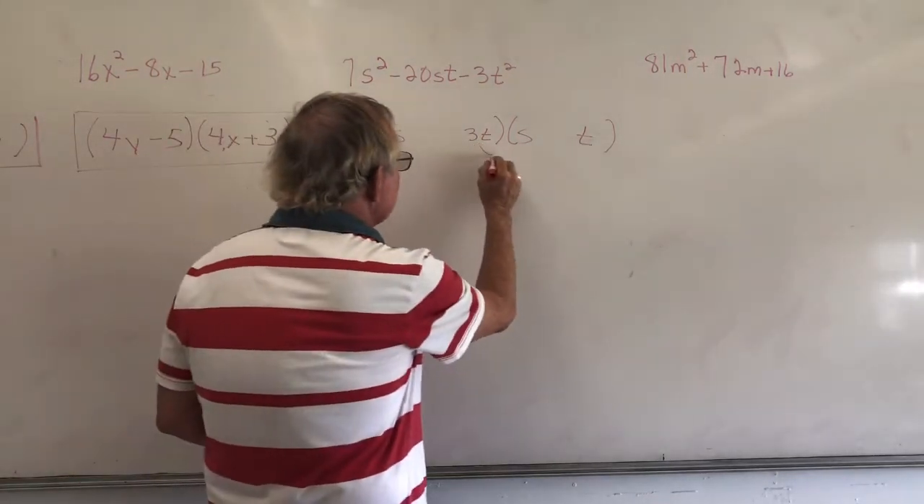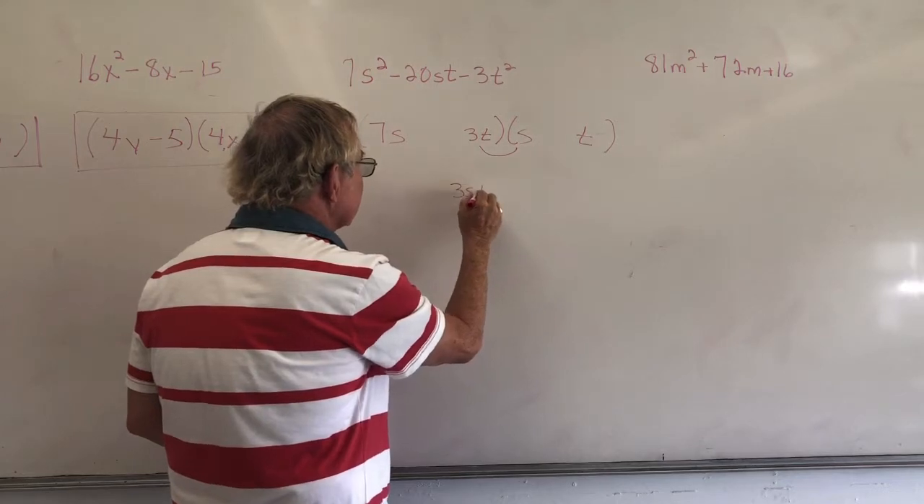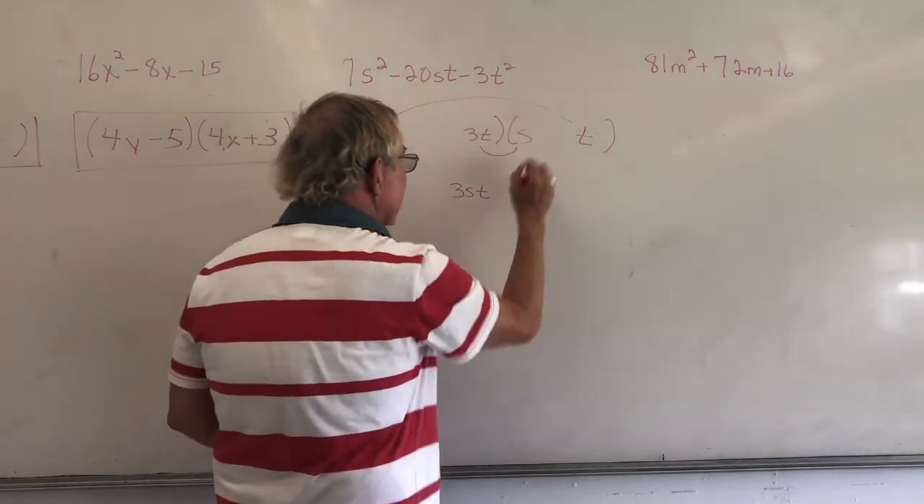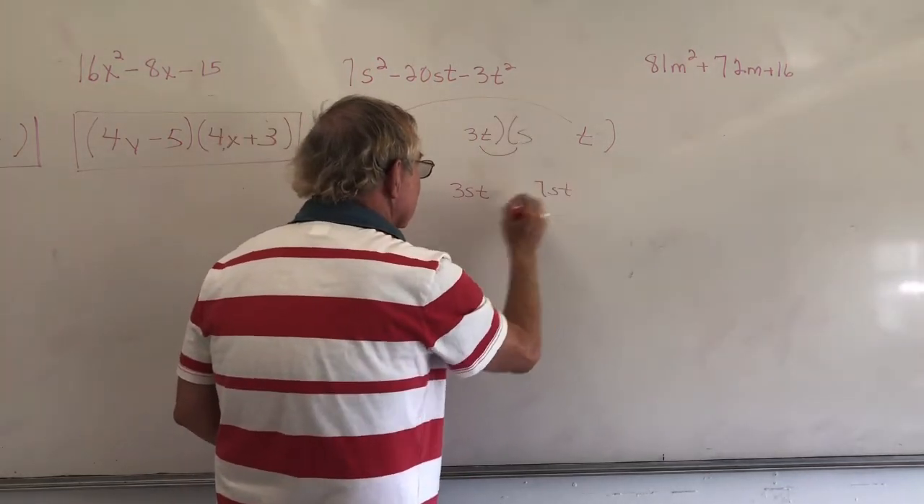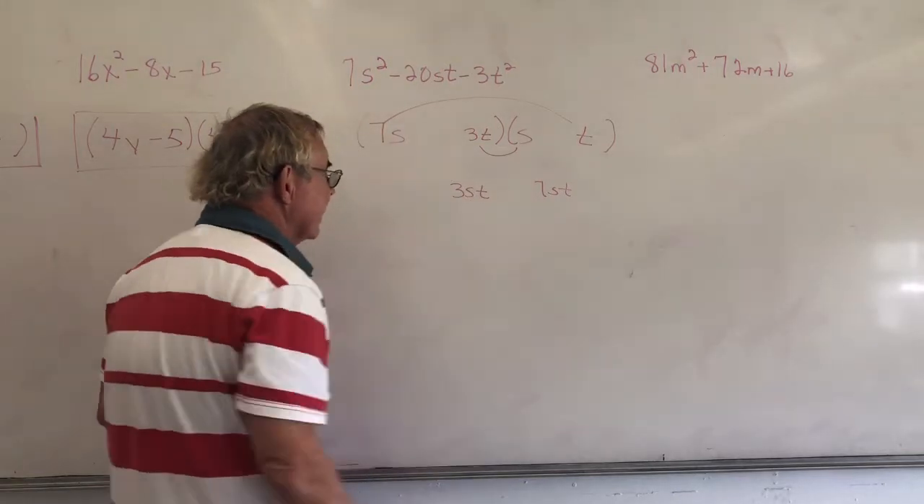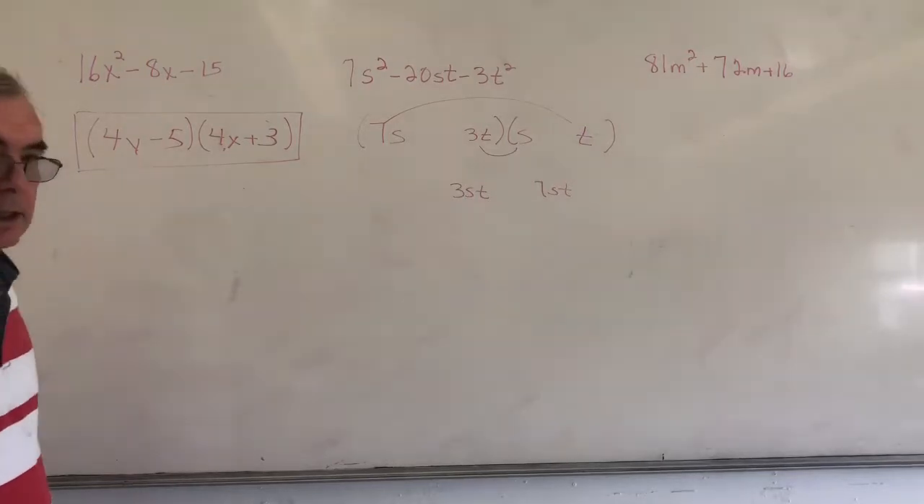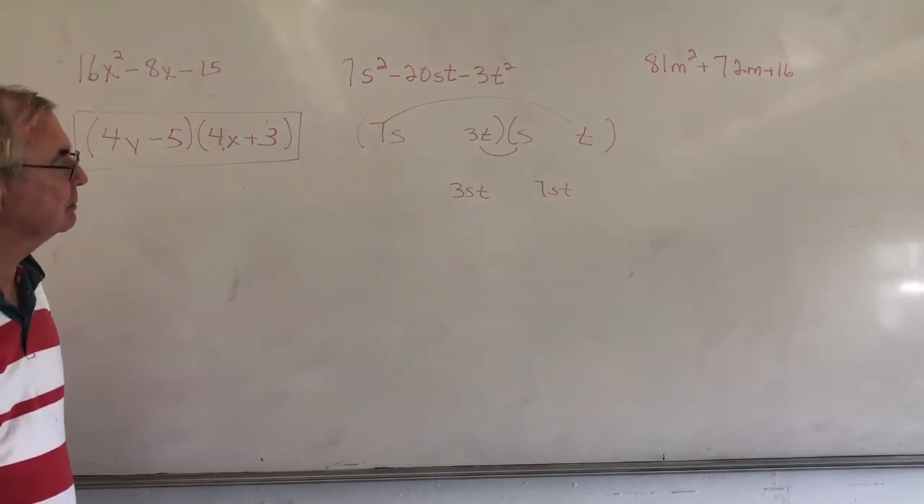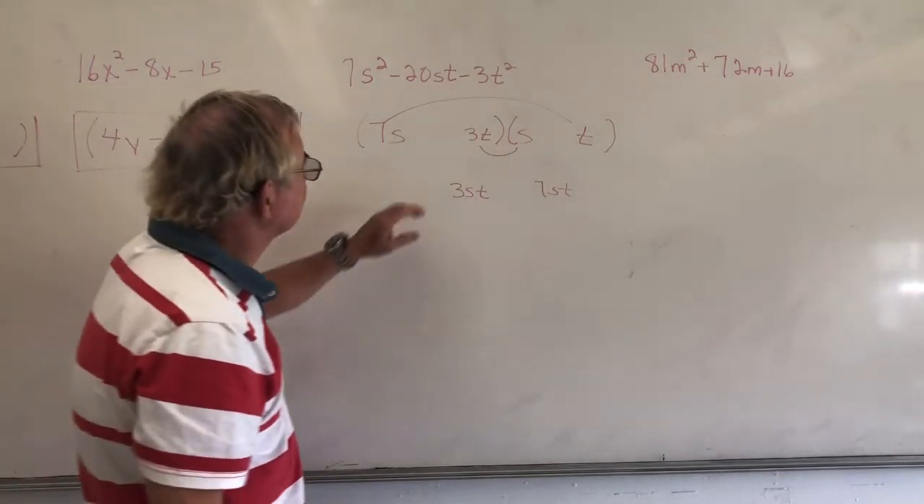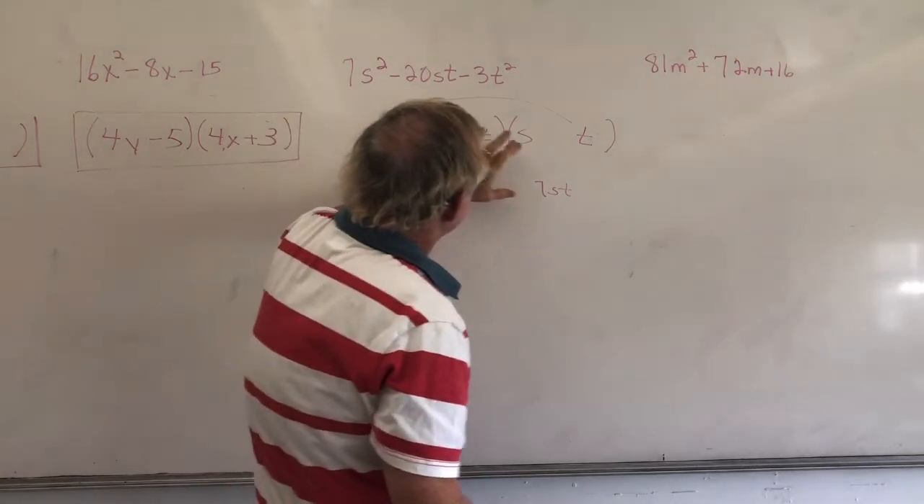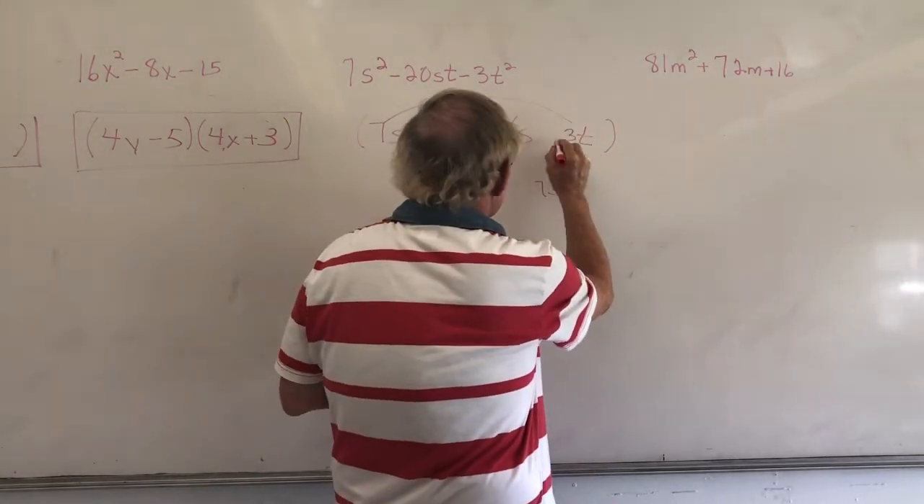Well, this will give you 3st, and this will give you 7st. And if one's positive and one's negative, you're either going to get a 4 or negative 4, and that's not what you need. You need negative 20. So you say, all right, so let's make that the 1, and this is the 3.